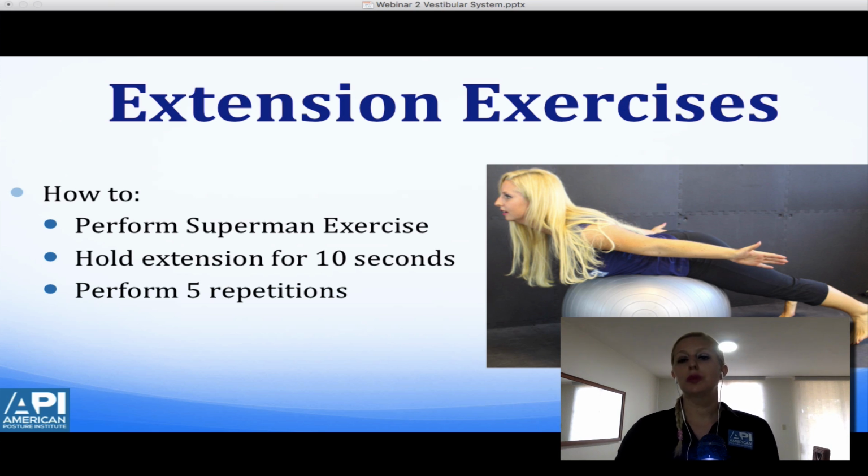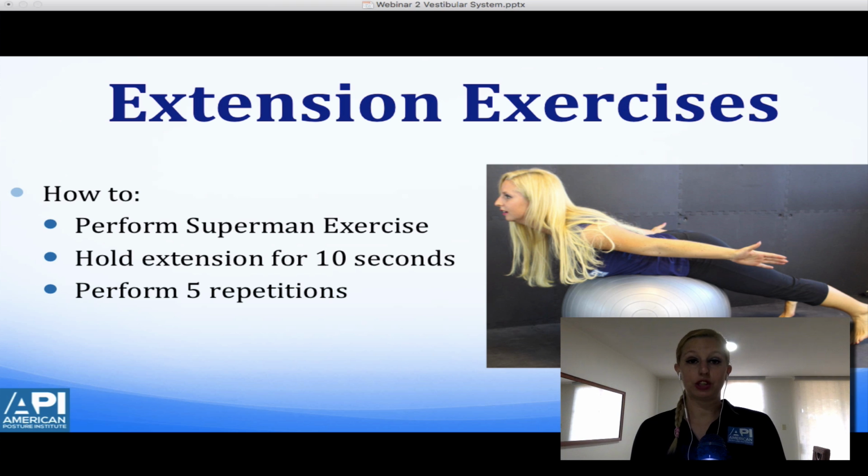So you can see in this picture that I'm doing it on an exercise ball. The patient can also do it on the floor. They don't even need any equipment to do this. It's very, very minimal equipment required. But what they're going to do is bring the body back up into extension and hold that position. So they're going to hold the extension for 10 seconds and perform this for 5 repetitions.